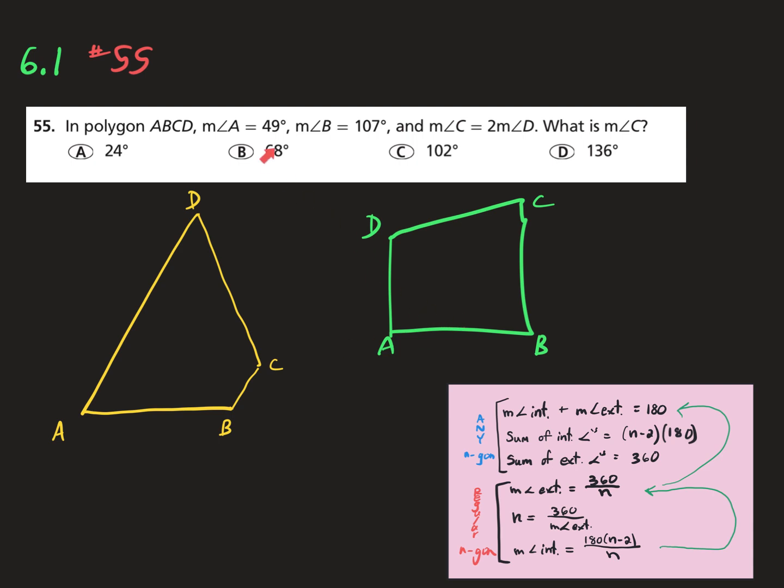And now let's just fill in. A's measure is 49 degrees, and B's is 107. We don't know how many degrees D is, but we do know, look up here, that C is twice as big as D. So for the unknown D, which is x, C will be 2x.